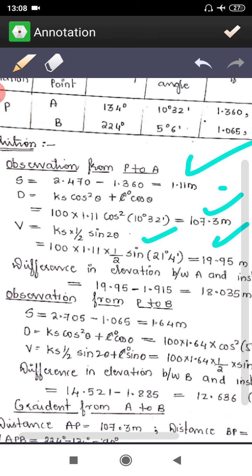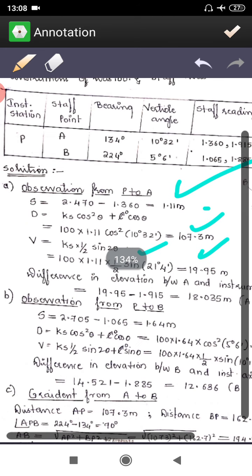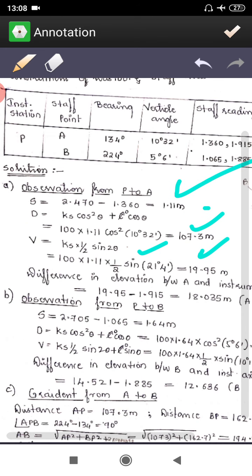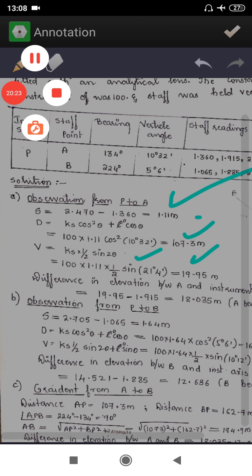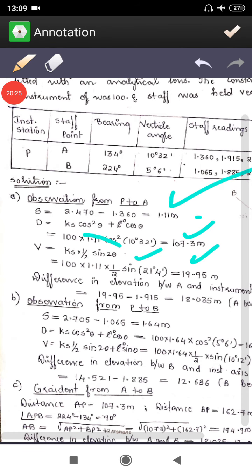Theta here, you are going to get that, see, the theta is very important here. You are supposed to get the theta from V, it is right, from V. So let me check. Now here you can see that Ks into half sine 2 theta, so it is 2 theta value, right? 21 degree 4 minute is 2 theta value, so it is going to be 19.95 meter.